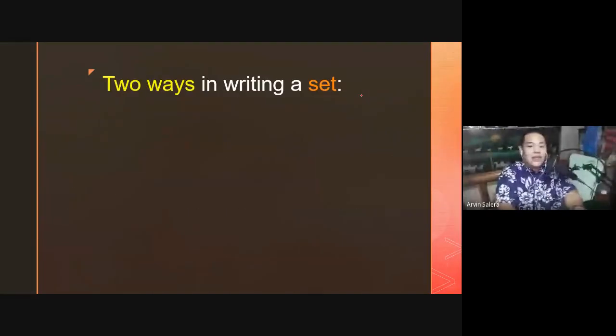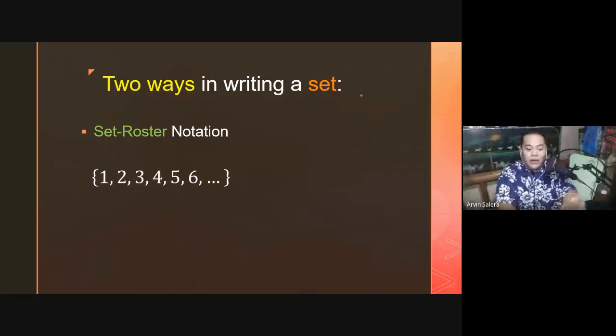There are two ways of writing a set, such as the counting numbers. We have the set roster notation, where we write the elements individually: 1, 2, 3, 4, 5, 6, ellipsis, and so on. Roster means a list. Or we have the set builder notation, which is somewhat shorter than the set roster notation, however more analytical.